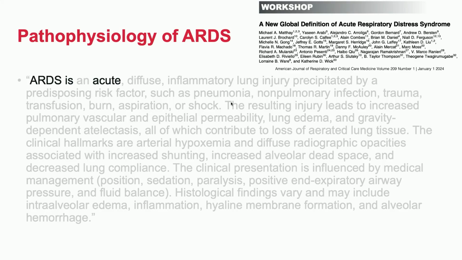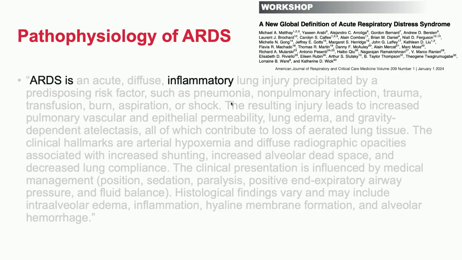So firstly, as you would guess from the name, ARDS is an acute process. This is a process that diffusely affects the lungs, so it's not localized to a single specific area of the lung, but it is a very diffuse process that is affecting throughout the lung, and therefore that helps you understand why it can be so severe.